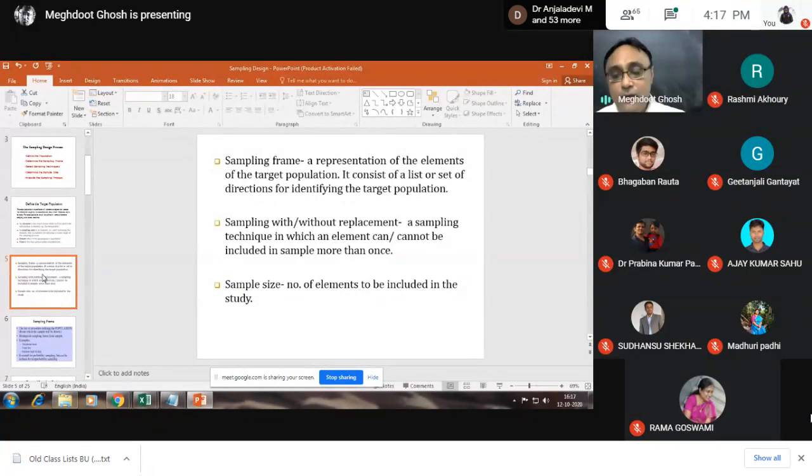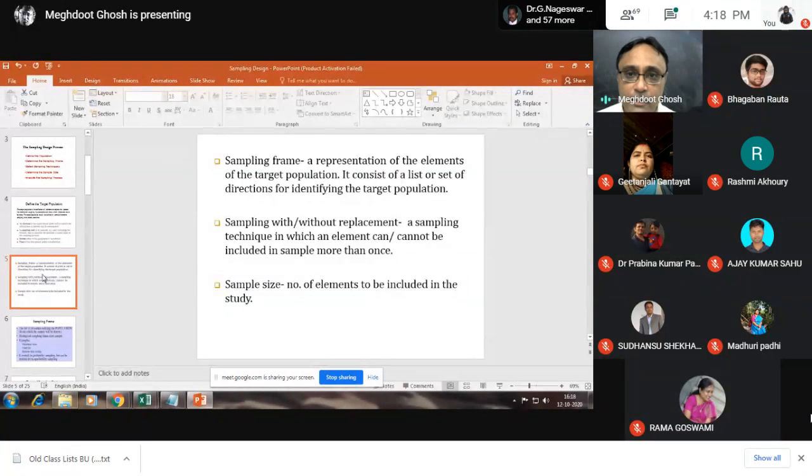And what is the sample size? Sample size is the number of elements to be included in your study. Now, you see, why I am saying sample size is important, because the first criterion that I told you is that the sample must be a true representative of the population. If you increase your sample size, definitely the precision or the error component is going to decrease, and obviously, the true value of the population will be estimated more effectively.